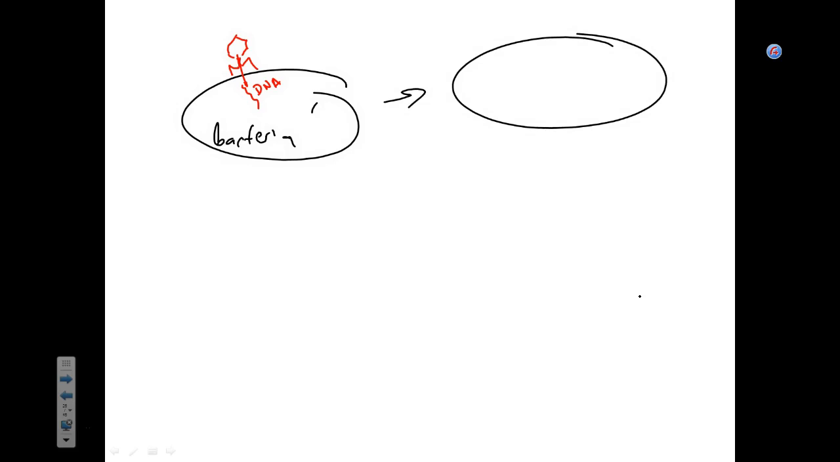Here's what's going to happen next to that DNA. DNA is replicated, okay? And also, the genes that are in the phage DNA are expressed. So you get parts of the phage here and there, okay? Does that make sense so far?